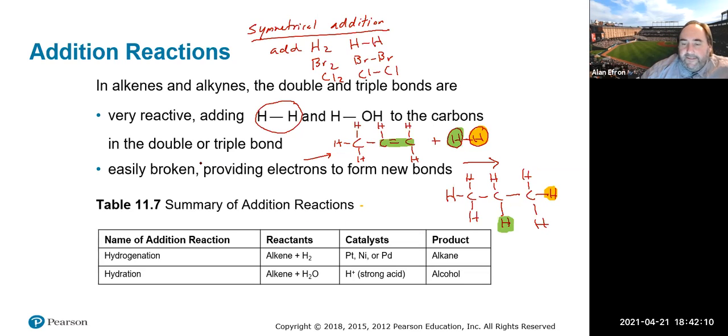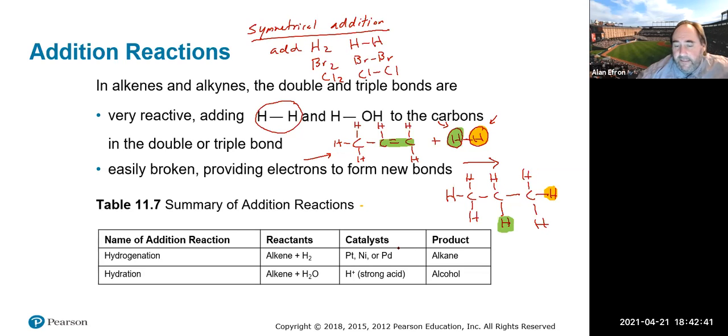Any questions on that? This addition is what is referred to as a symmetrical addition. It is known as a symmetrical addition because you really can't mess it up. You just need to put the same element on each carbon. So that's why it's known as symmetrical, because we're adding the exact same thing to each of the carbons. So again, that's what it means by symmetrical. Any questions on that one there?